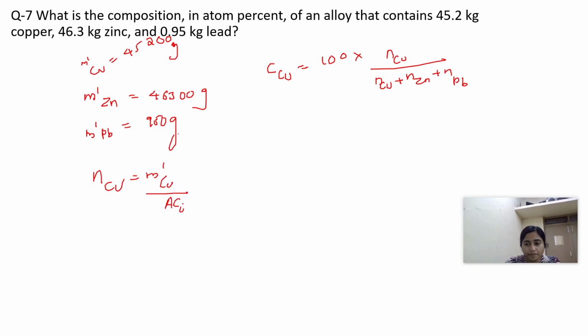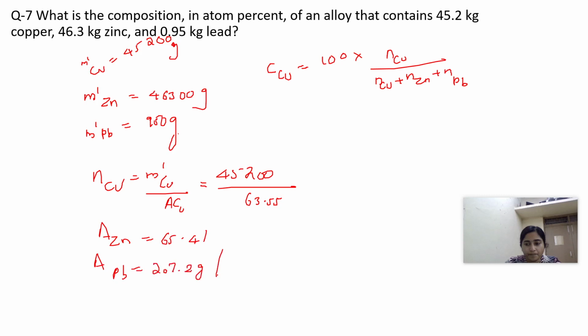copper atomic mass. So you can write it as 45200 divided by 63.55. Similarly, the atomic mass of zinc will be 65.41. The atomic mass of Pb will be 207.2 gram per mole.